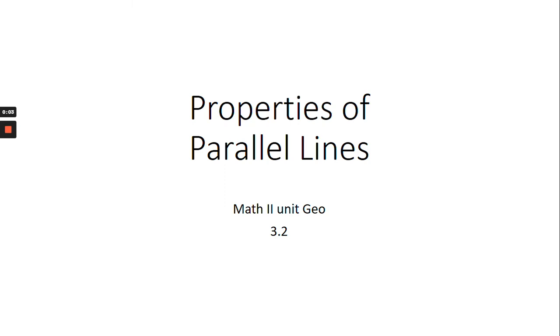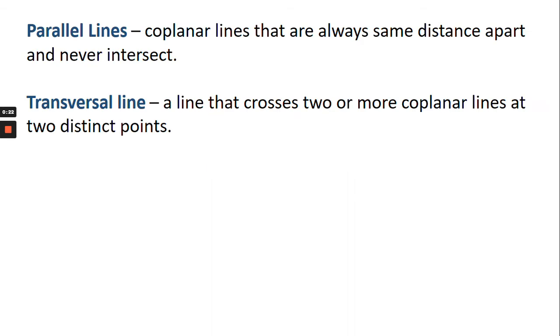Hello everyone, we are going to start a new unit, and in this unit we are going to discuss parallel lines and the properties of parallel lines cut by a transversal line. Okay, to start the discussion, let us first define parallel lines. Parallel lines are coplanar lines that are always the same distance apart and never intersect.